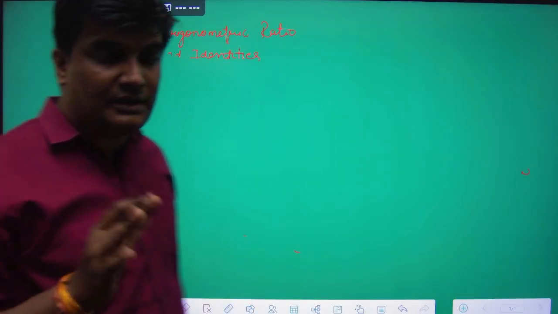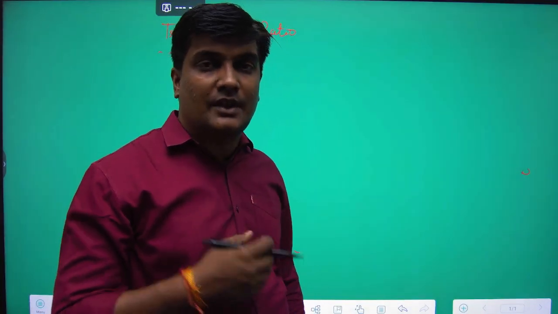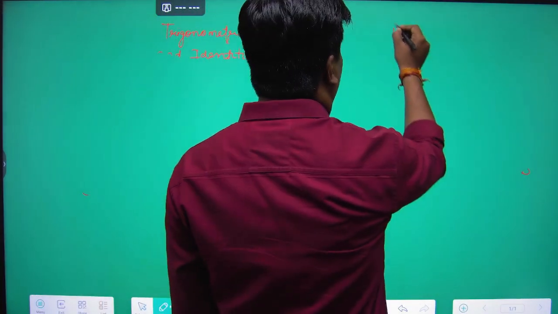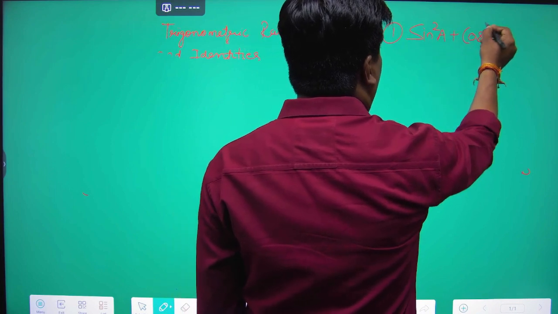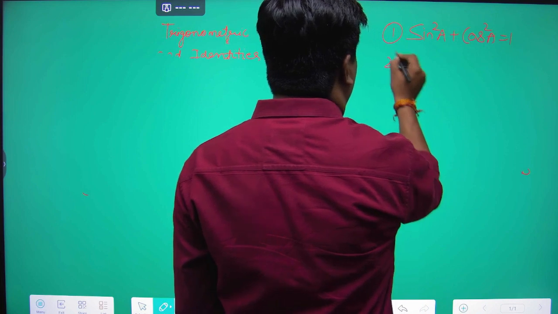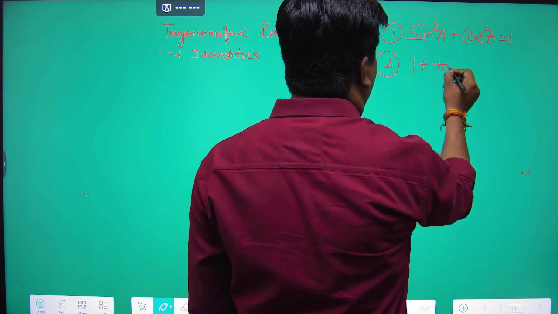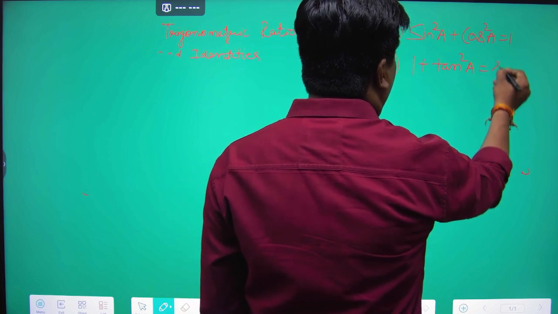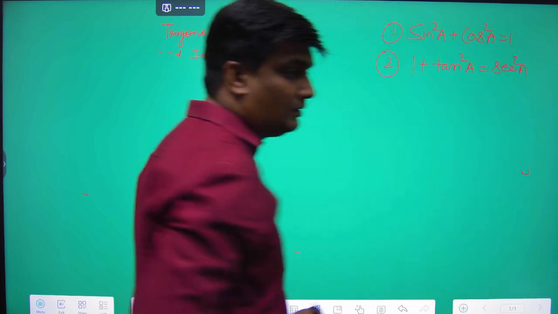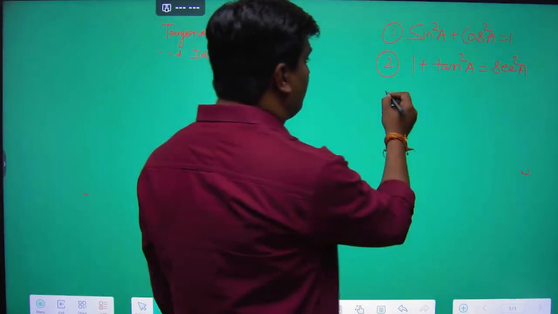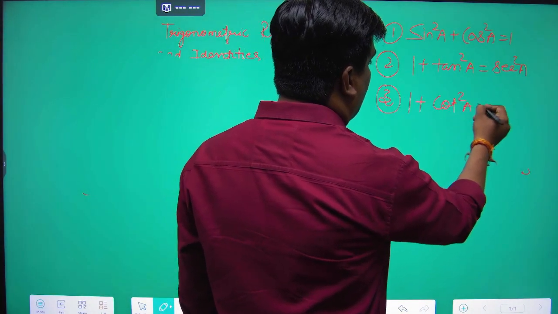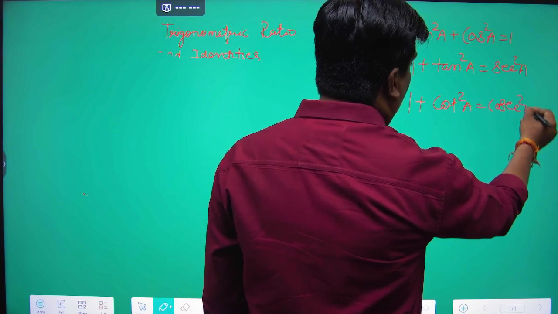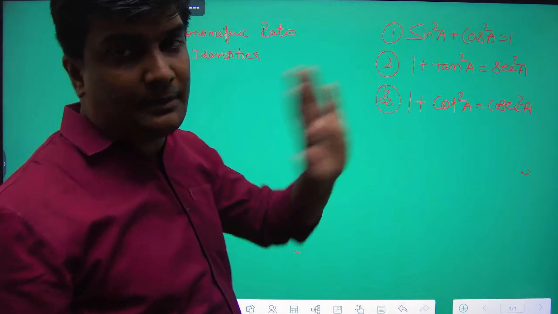Now the next part. There are 3 types of identity. The first is sin square A plus cos square A equal to 1. The second is 1 plus tan square A is equal to sec square A. And the third is 1 plus cot square A is equal to cosec square A. These are the 3 types of identities.